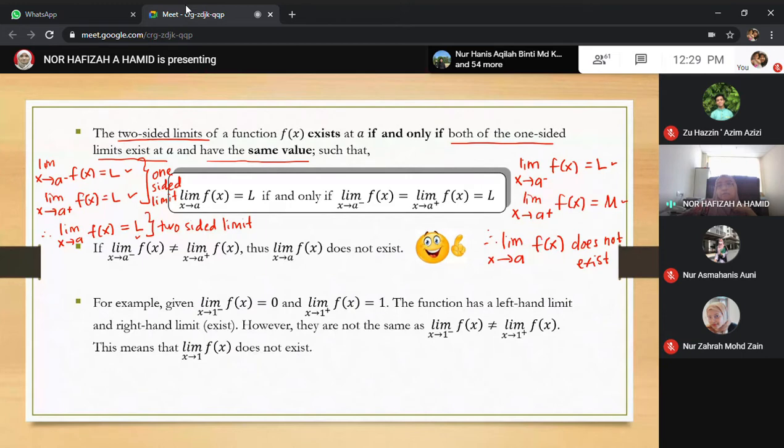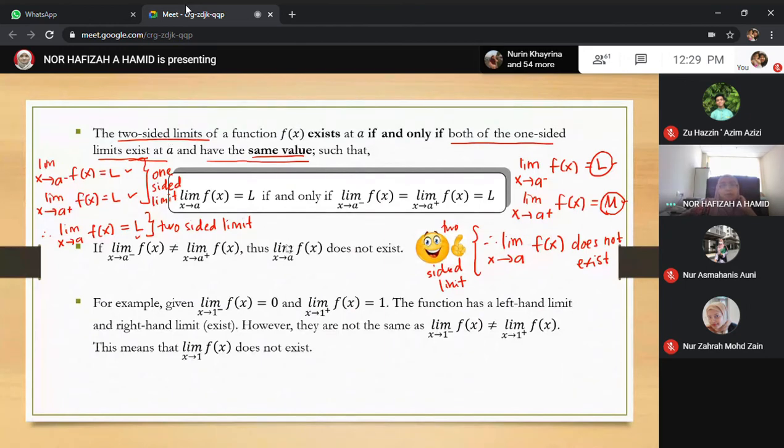Okay, so yang ni for two-sided limit dia. You kena ingat yang two-sided limit dia based pada one-sided limit dia. Kalau one-sided limit dia, contoh kat sini, bila dia approach A from the left, you ada L, tapi bila dia approach A from the right, value dia jadi M. So bila dia different value, automatic you punya two-sided limit akan jadi does not exist. Sebab tu condition dia kata if and only if both of the one-sided limit exist, mana ada value and have the same value, baru you boleh kata two-sided limit ni exist.